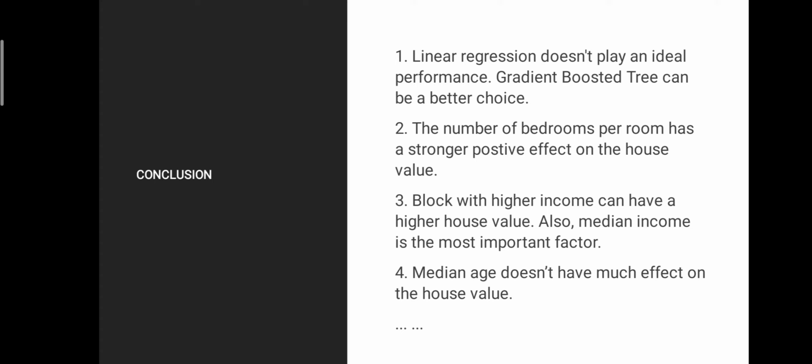We can get a lot of useful information after the analysis. Here are some of the conclusions. First, linear regression doesn't perform ideally, and the gradient-boosted tree can be a better choice. Second, the number of bedrooms per room has a stronger positive effect on the house value. Third, blocks with higher income have a higher house value. Also, median income is the most important factor. And fourth, median age doesn't have much effect on the house value. Of course, there are also some other conclusions.